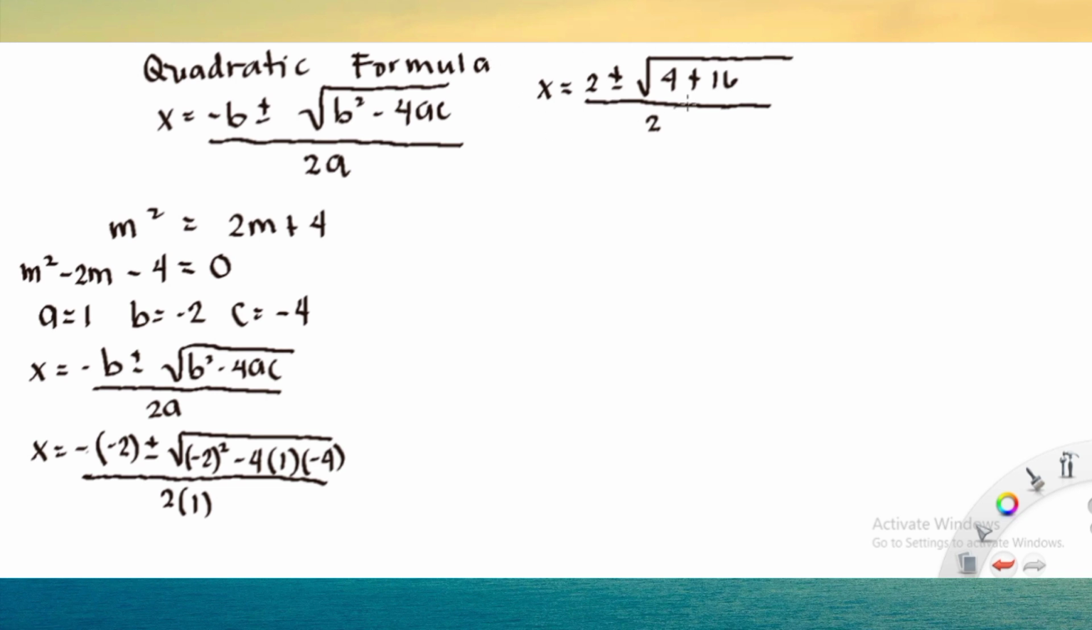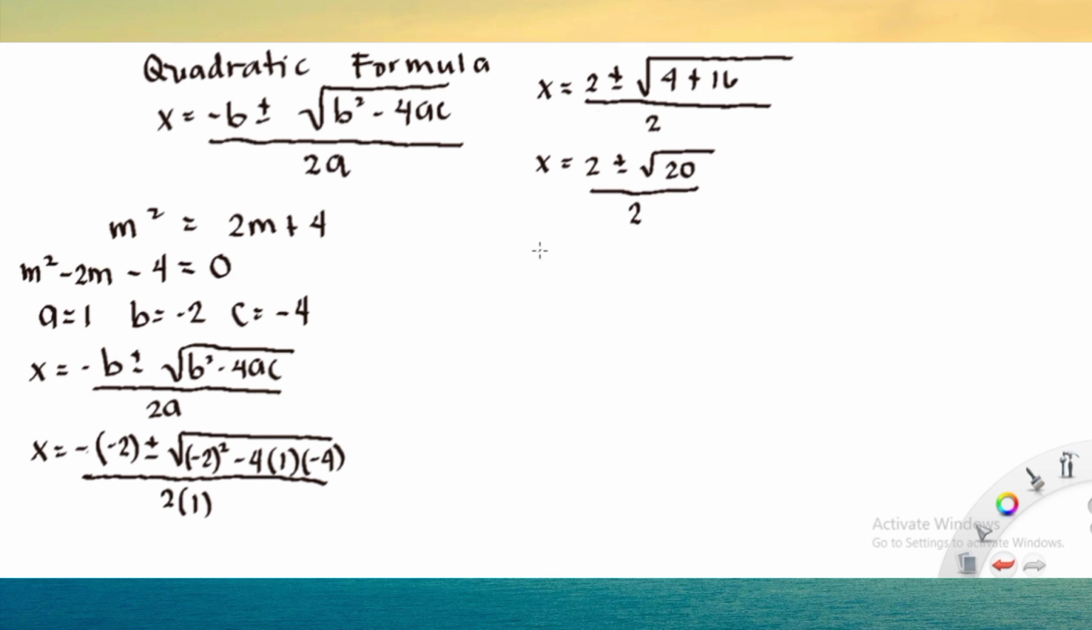Alright? And then, combine natin itong nasa loob. So, this will become x equals 2 plus minus the square root of 4 plus 16, which is 20. All over 2. Ayan, may radical. So, dito pa lang, madidiscuss na natin yung radical na lesson natin pagdating ng second quarter. So, at least, magkaka-idea na.